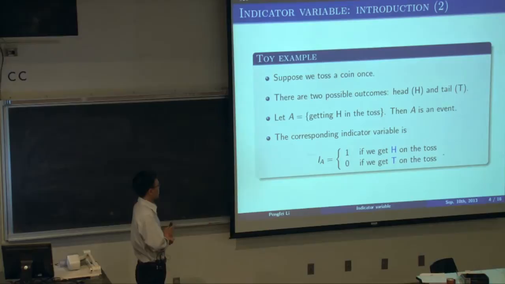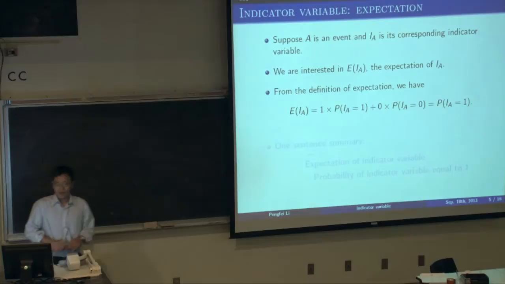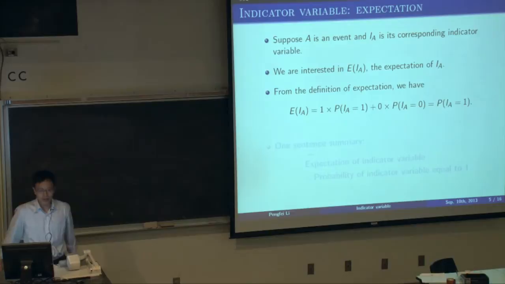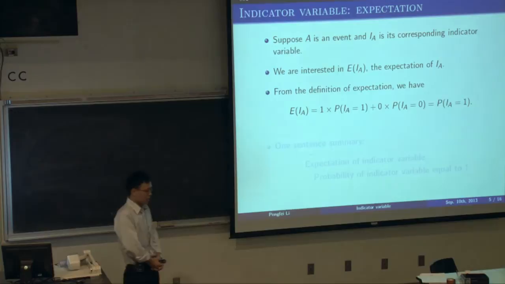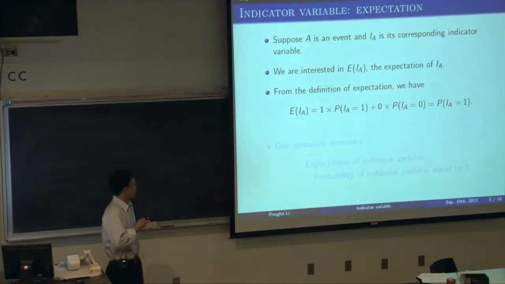Now, let me move forward. We know what the event is, we define what the indicator variable is, so we use A and I to denote them. Now what we are interested in is the expectation. We use the notation E[IA]. By the definition of the expectation, we can calculate the expectation of I. It's just 1 times the probability of I equal to 1 plus 0 times the probability of I equal to 0. Now, in general, the expectation is the summation of the possible values of I times the corresponding probability.